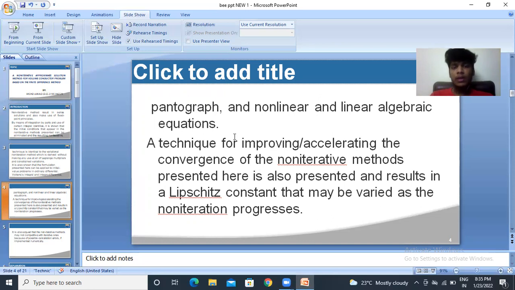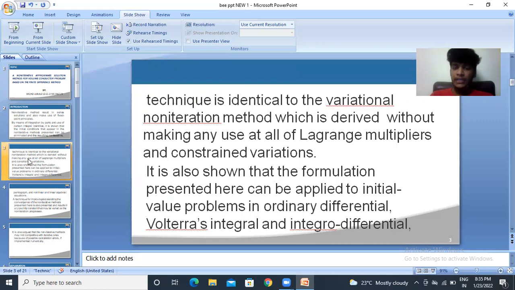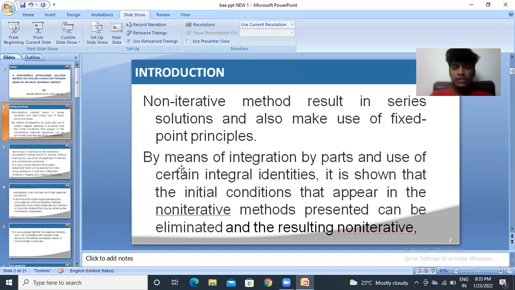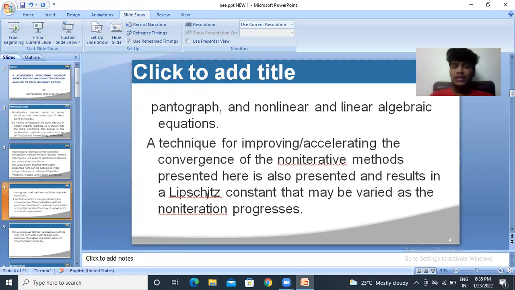It means that the pantograph, nonlinear, linear algebraic, as well as the Volterra's integral, integral differential, integration by parts, and integral identities result in the Lipschitz constant. These methods are used for the non-iterative approach, but when we apply them, they also give a Lipschitz constant, which may be varied as the non-iteration progresses. Now we'll move to the next slide.